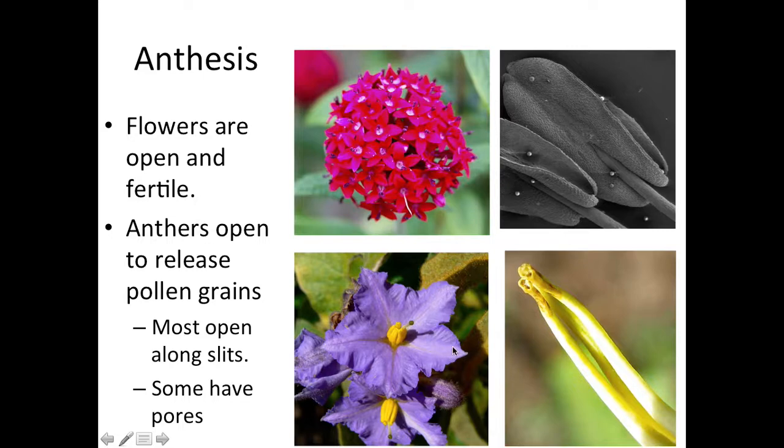These eggplants are opening by pores. So you have these little pores at the ends of the anthers, and the pollen comes out of those little pores.